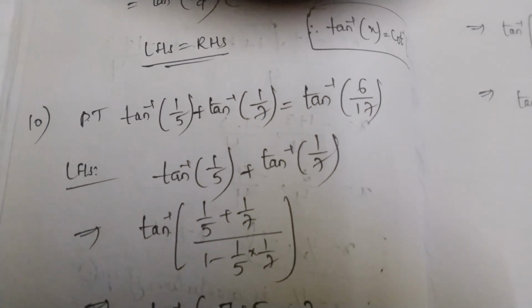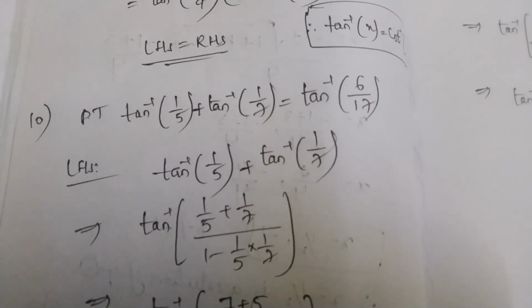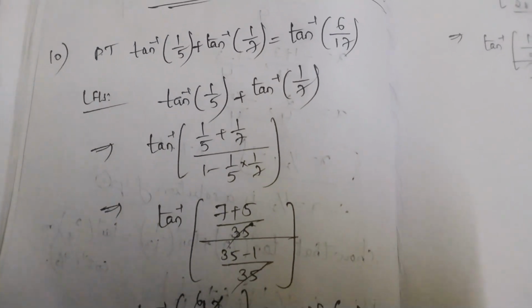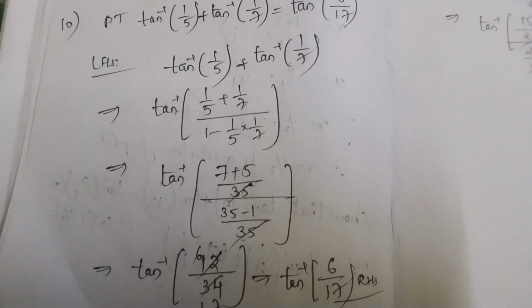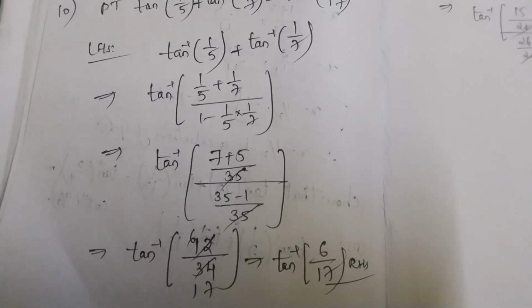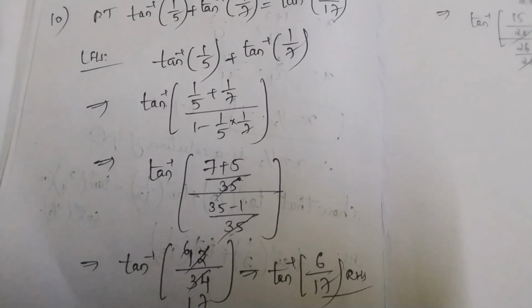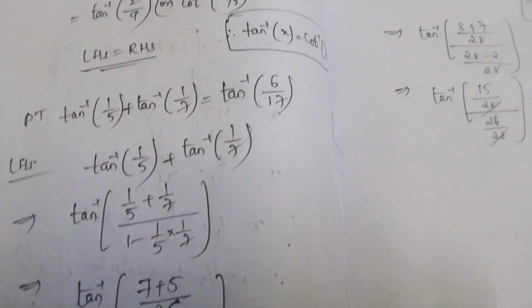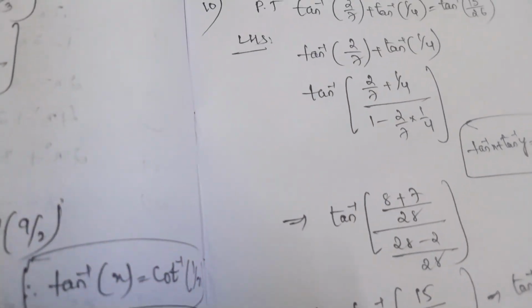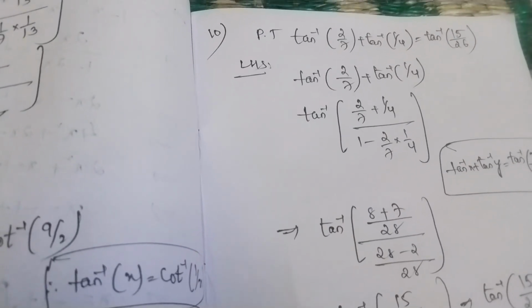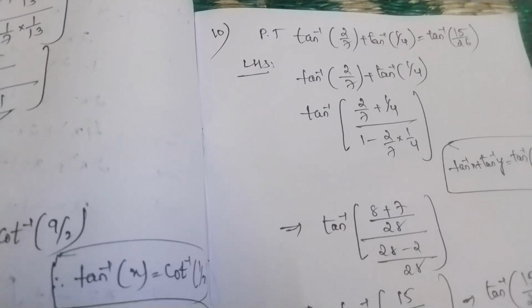Here also the same thing you have to apply: tan inverse x plus tan inverse y is equal to tan inverse of (x plus y) by (1 minus xy). You have to take the LCM, cancel out the given variables, cancel out the given numericals. If it gets cancelled, then finally you are left with tan inverse of 6 by 17. That is the RHS. And the last question for today's session is prove that tan inverse of 2 by 7 plus tan inverse of 1 by 4 is equal to tan inverse of 15 by 16.